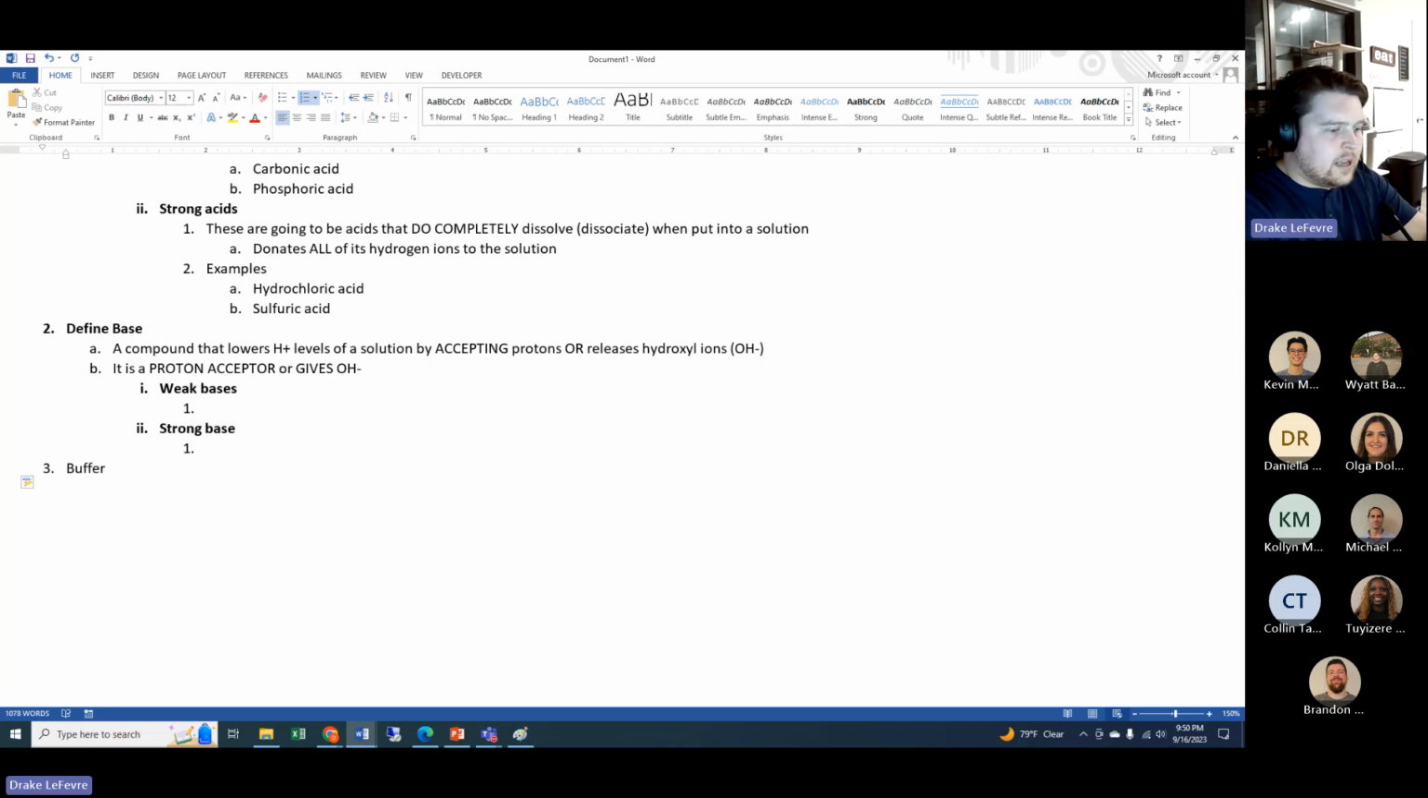Now we get to what is called a buffer. A buffer is composed of a weak acid and something called its conjugate base. This is usually where we tend to lose people. So first off here, this is where we really want to pay attention. When we talk about a conjugate base, kind of what that means, we think about the whole process. Let me find an example.